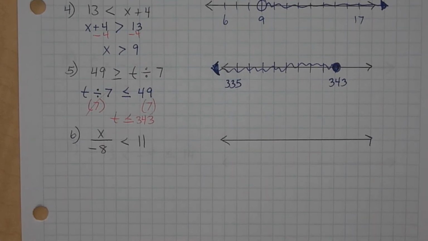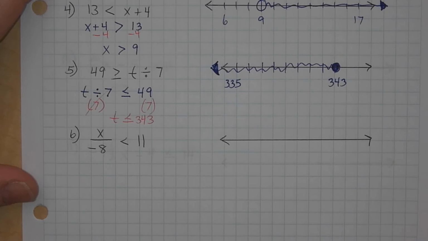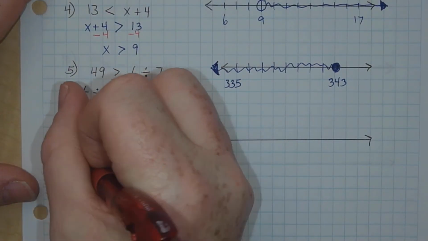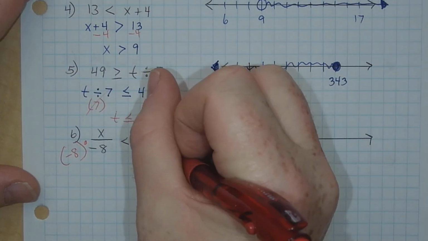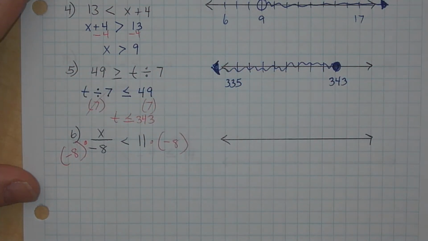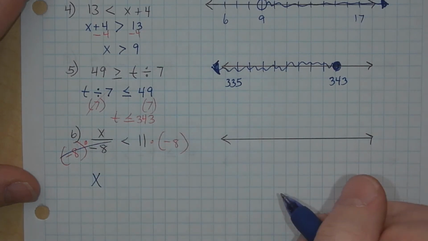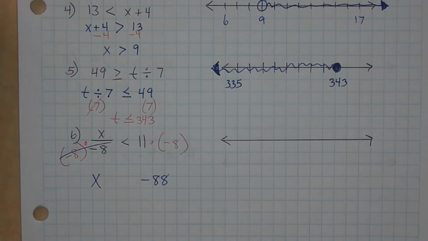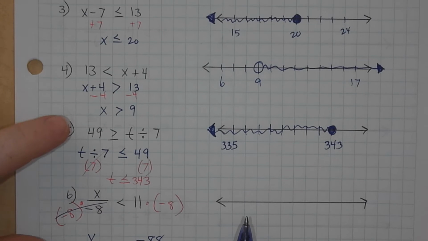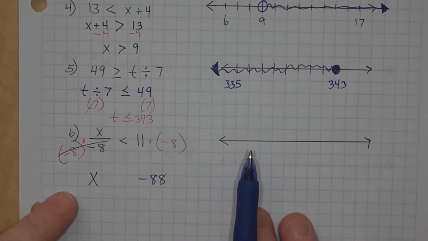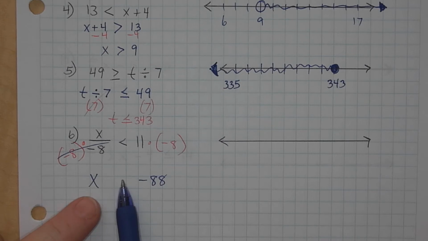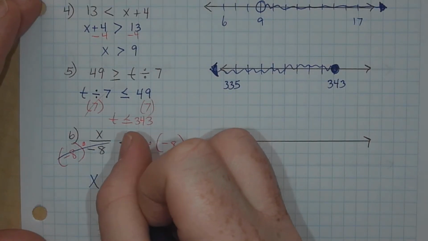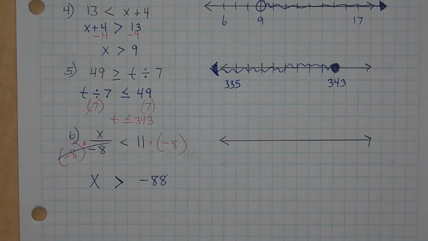All right, number 6. Last of the one-step inequalities. We're looking at dividing by -8. The inverse operation would be to multiply by -8. So we're going to multiply both sides by -8. This cancels out. All we have left over is x, and then we've got -88 on this side. Now, the caveat to this one is if you multiply or divide by a negative number, and we haven't done that so far, so this is the first time, we have to flip the sign. Okay, that's a rule. There's a reason why, but I can't get into it right now.